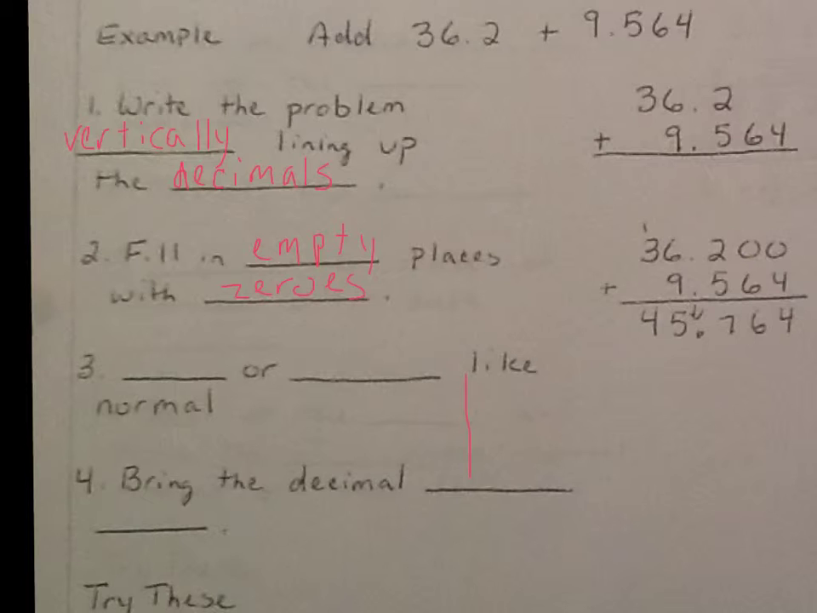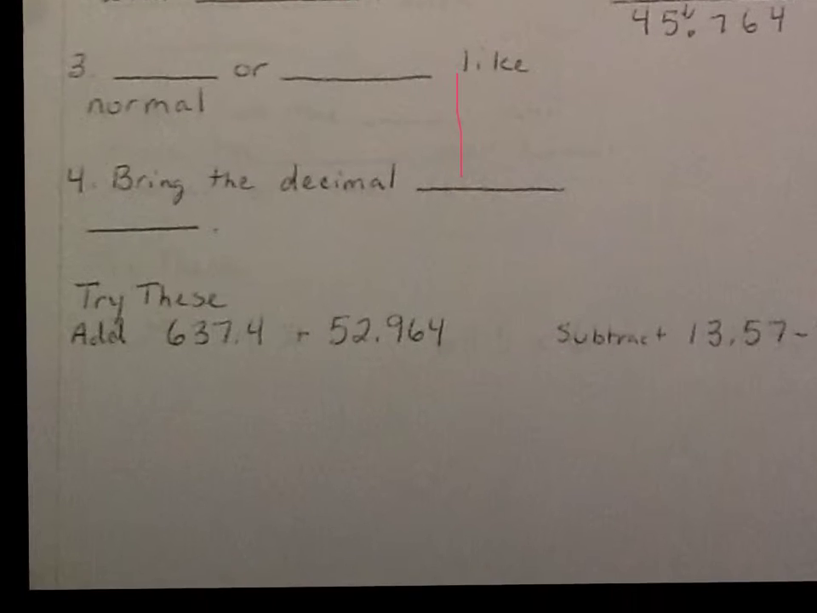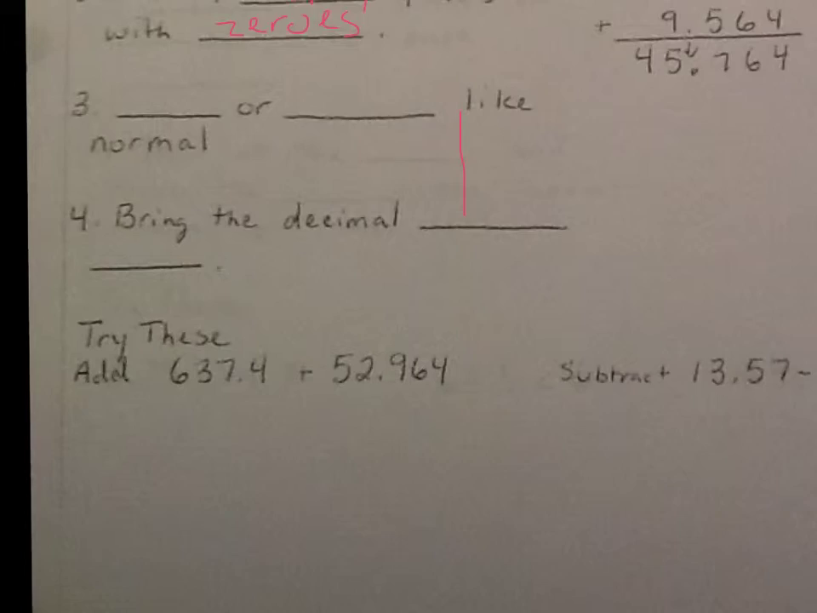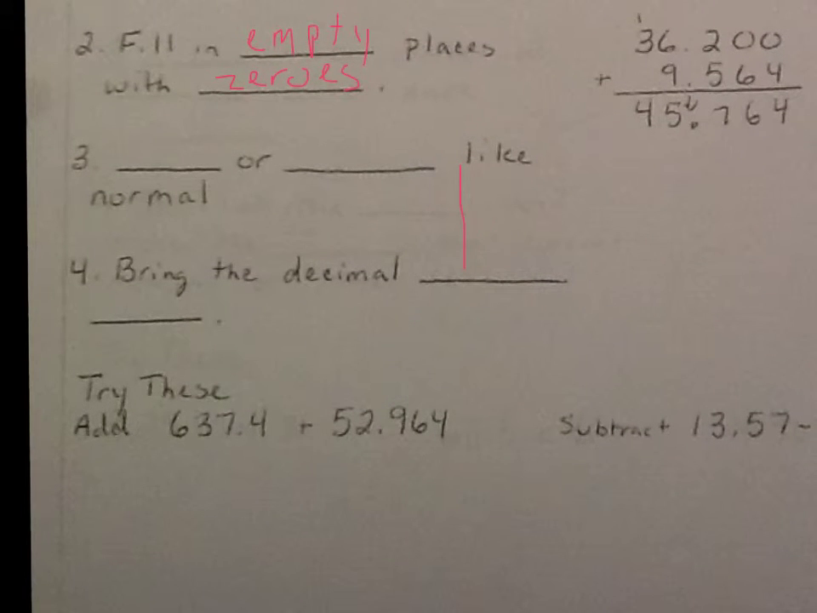Now, let's slide this up a little bit more. Then you add or subtract like normal. So over here we got 0 plus 4 is 4, 0 plus 6 is 6, 2 plus 5 is 7, we do 6 plus 9 is 15, carry the 1, 1 and 3 is 4.